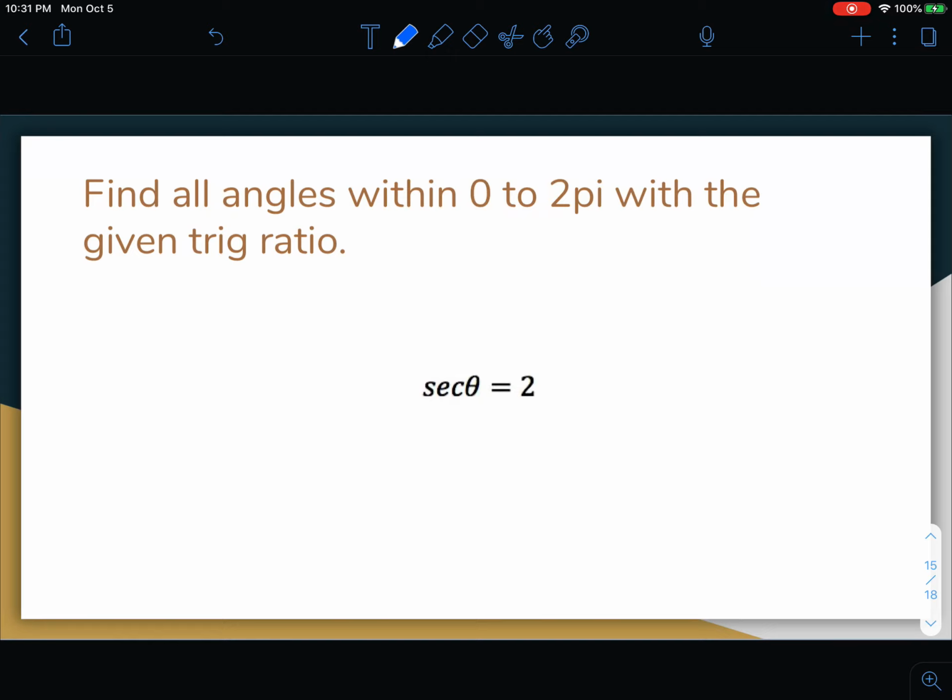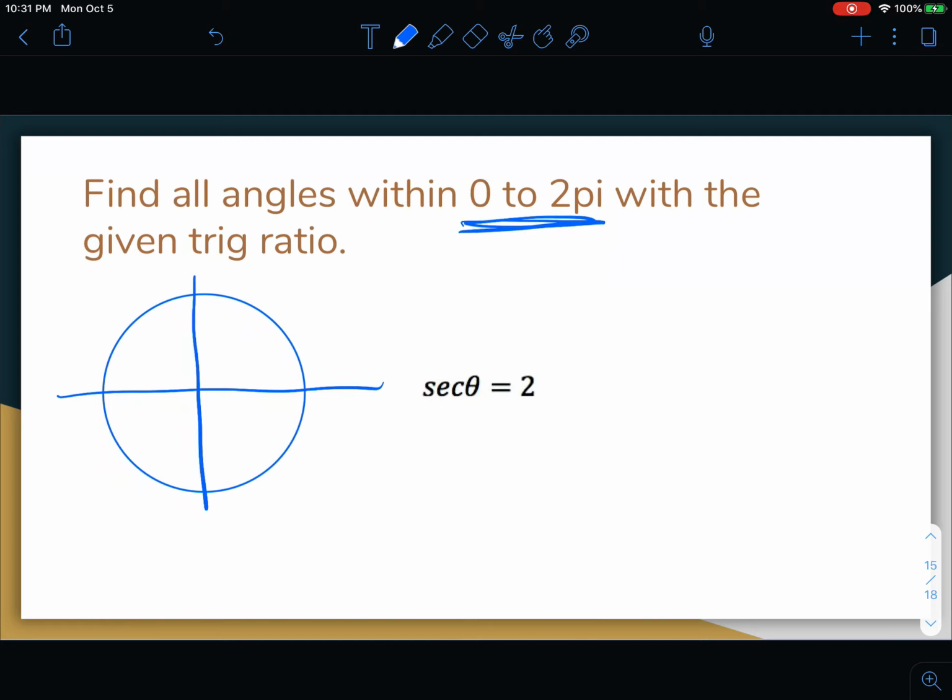Okay, now here is a little trickier one. This is saying the secant of some angle theta is 2. All right, now we're going to kind of work backwards here. So we have our unit circle, and we want the secant of some angle equal to 2. Again, we're just going in one revolution. So again, eyes on the prize, what the heck is theta? We want to know, what is this angle measure?